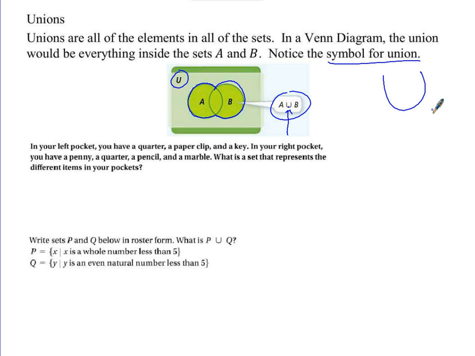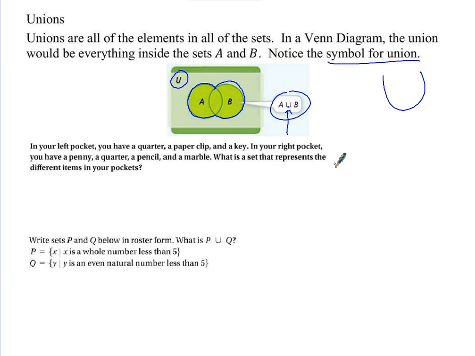Okay, so here's a different example. In your left pocket, you have a quarter, a paper clip, and a key. That sounds like my typical left pocket. In your right pocket, you have a penny, a quarter, a pencil, and a marble. Excellent assortment of stuff in your pocket. What is a set that represents the different items in your pockets? What I'm asking for here is, what is in both of your pockets? This is a union. Okay?